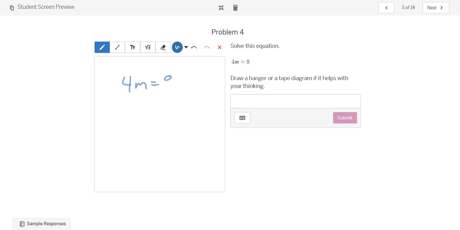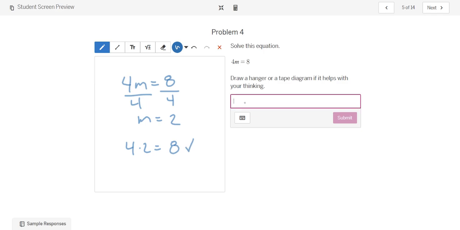4m equals 8. I divide both sides, or I look at the variable, I say, what are they doing? They're multiplying by 4. How do I undo that? I divide by 4 on both sides. So I think that m equals 2. To double check that, 4 times 2 equals 8. Cha-ching. Definitely true.